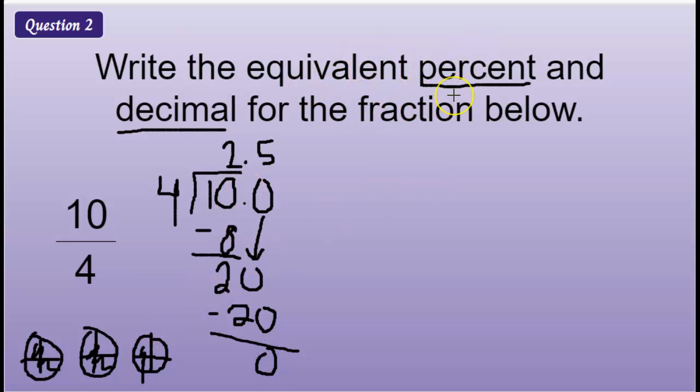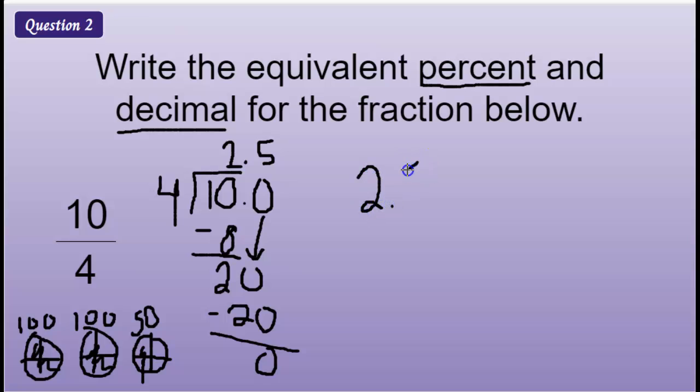So now we say, okay, well then what would be the percent? Well, if you look, this is already 2 wholes, so that means there's 100% here, 100% here, and then half, which would be 50. So hopefully you're sitting there going, wait, so that's 250%.